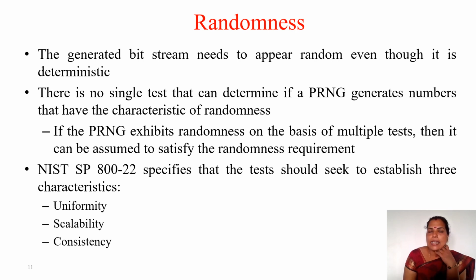The National Institute of Standards and Technology defined a standard, that is SP 800-22, that specifies that the test should seek to establish 3 characteristics. That is, the randomness test has to pass these 3 characteristics. One is uniformity. Uniformity in the sense, you know that the frequency of number of zeros and number of ones must be approximately equal. Then scalability, and if you want to extend the size of the random number, it also has to be possible, that is scalability. And it has to maintain consistency as well. So these are the three characteristics that a randomness test has to pass.